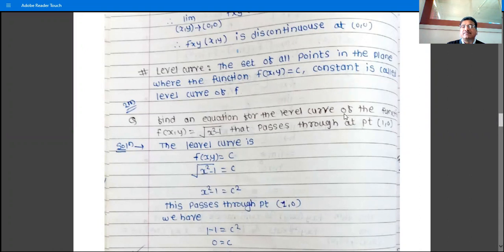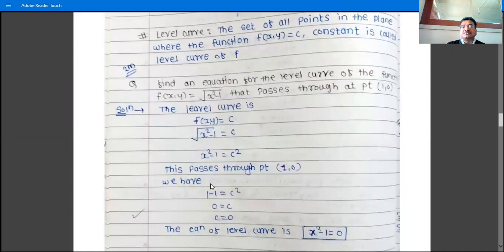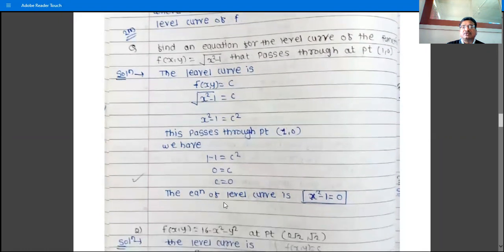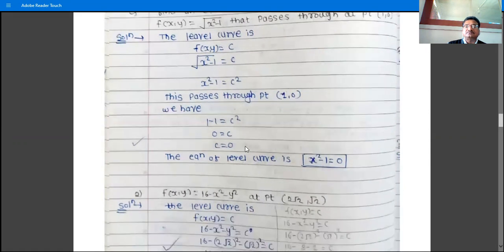1 is equal to c square, and this passes through the point (1, 0), and this gives the value of c. This passes through (1, 0) means substitute x as 1 and y as 0, so we get c is equal to 0, and therefore the level curve is what? x square minus 1 is equal to 0, that is, substitute c as 0.